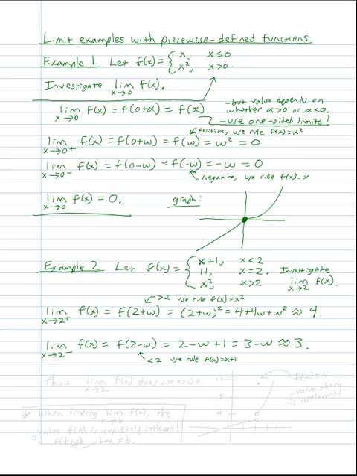Now notice in this case, unlike example 1, our two one-sided limits are not the same. Thus, the limit as x goes to 2, my two-sided limit of my function, does not exist.